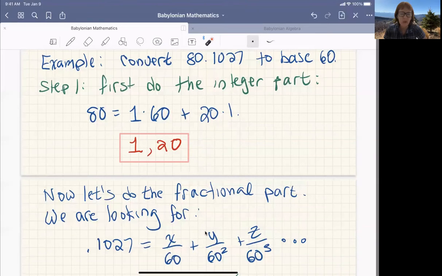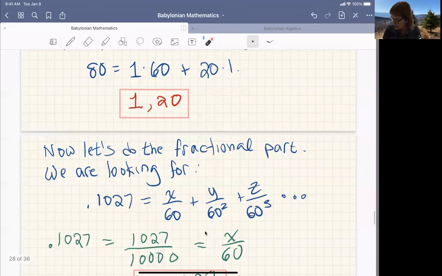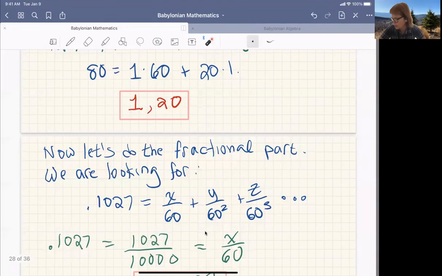So to begin with, I'm just going to say, well, I want something divided by 60 to be equal to 0.1027. What is that something? First of all, I'm going to write my 0.1027 as a fraction, and I'll just work with the fractions. This is why if you started with a base 10 fraction, you follow the same steps, except that you don't have to do the first step where you do this conversion. You just work directly with the fraction.